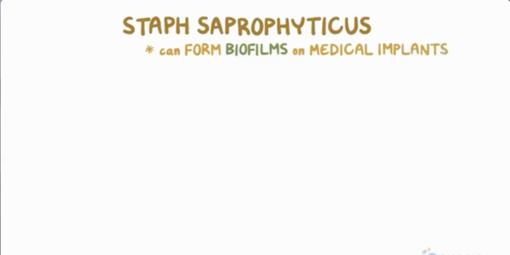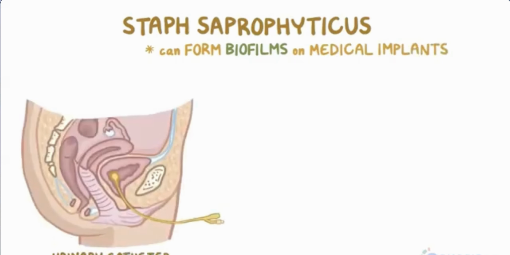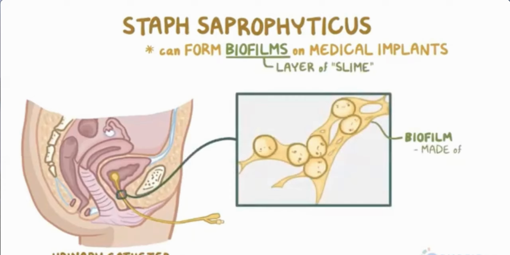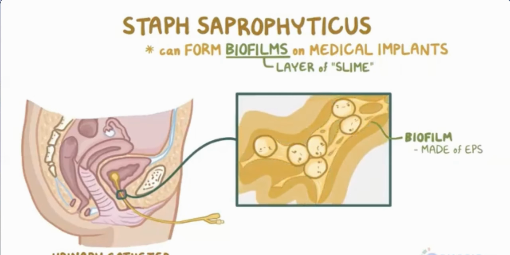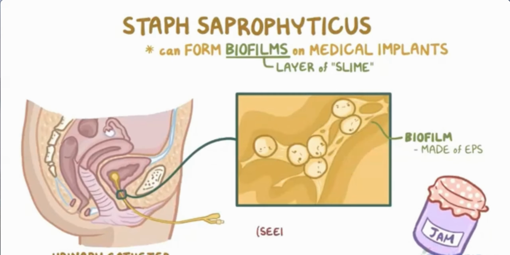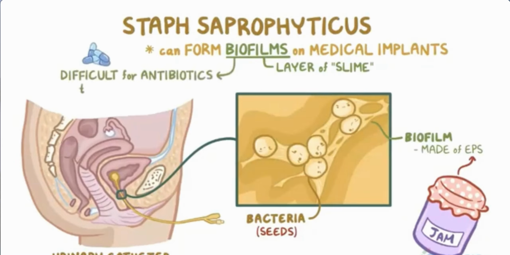Staph saprophyticus can also form adherent biofilms on medical implants, typically the indwelling urinary catheters. A biofilm is basically a layer of slime made of exopolysaccharides, or EPS, where Staph saprophyticus live and reproduce. Comparing a biofilm to strawberry jam, the seeds would be the bacteria and the rest of the jam would be the EPS. Biofilms make it difficult for antibiotics to reach the bacteria, so the infection is more difficult to treat.